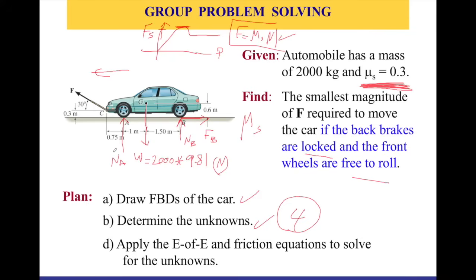So if you look at the system that we have, I have a force NA that's unknown, that's 1. NB is unknown, that's 2. I have the friction force, that's 3. And I have F that's unknown. So I have 4 unknowns, which I can solve for because I can add the friction equation. Let's see how this is going to unfold.